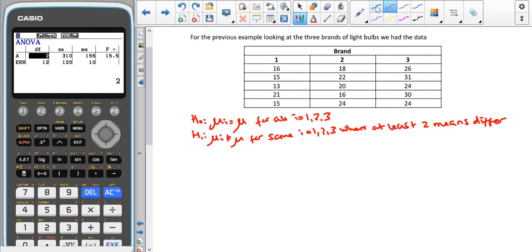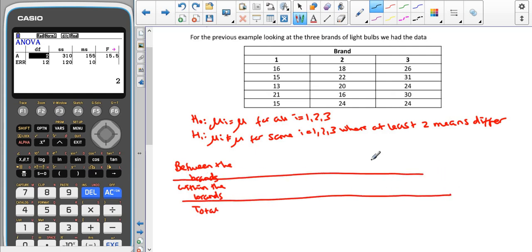Now there's 2 things to note which are common and good practice, is that here our SS column and our DF column have switched positions, so I would switch those back. And also we're missing our row for our totals, which I would also add in. So we're going to have between the brands. Then we're going to have within the brands. And then we're going to have total, which I'm going to add on there.